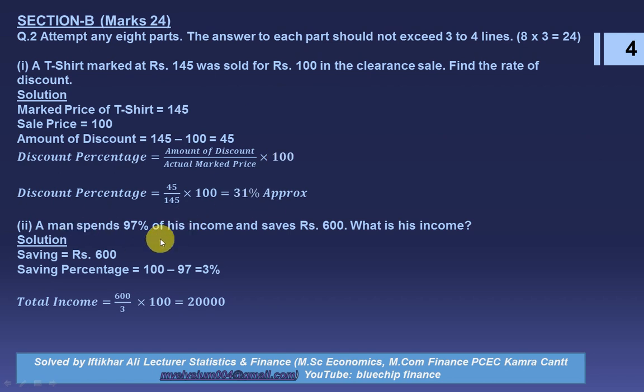A man spends 97% of his income and saves rupees 600. What is his income? अगर इनकम को हम 100% कंसिडर करें तो जो सेविंग है वो है 600 और वो है 3%, क्योंकि 97% इनकम को कंज्यूम किया जा रहा है, स्पेंड किया जा रहा है. सो सेविंग विल बी 3%. और अगर हमें एक हिस्सा इसका मालूम हो जाए और मल्टीप्लाई करें 100 के साथ तो हमें टोटल इनकम मालूम हो जाएगी. तो 600 डिवाइड बाय 3 multiplied by 100 equals 20,000.